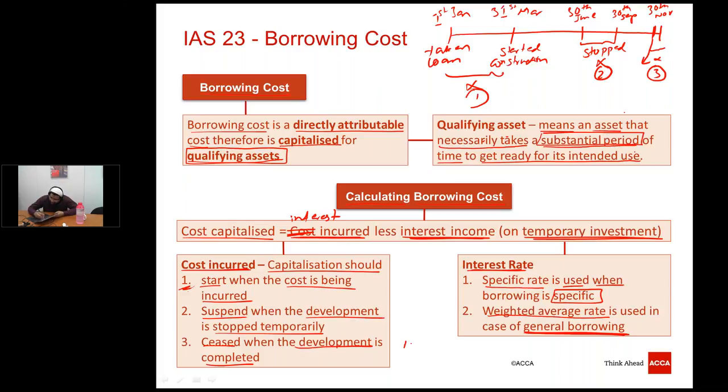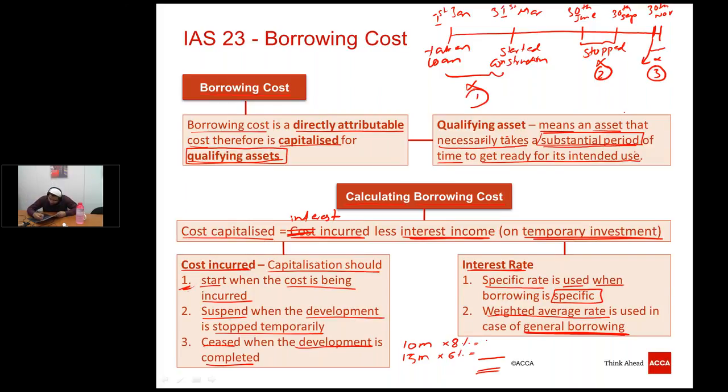So for example, if I've taken a $10 million loan at 8% and I've taken $15 million of loan at 6% and I'm using an amount from this, the weighted average rate is the interest on both divided by the amount of both.